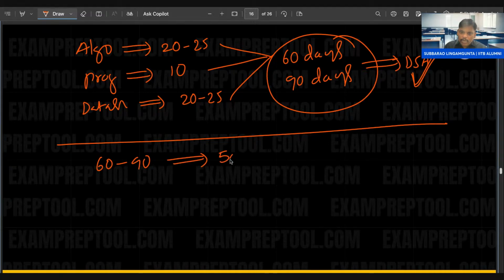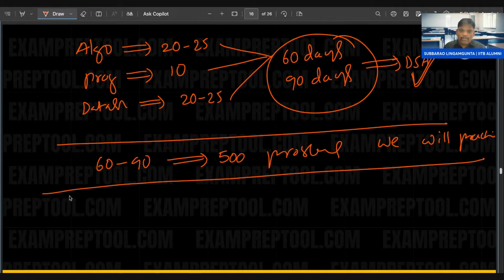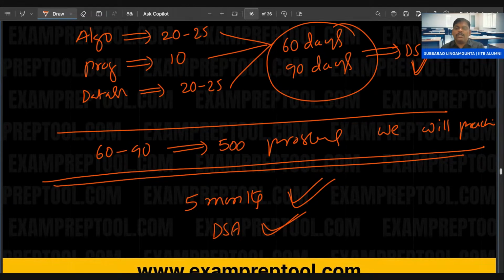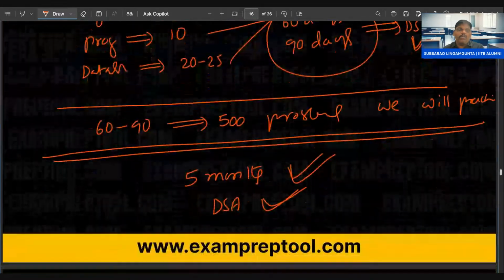So 500 problems we will practice. Finally, within 5 months, you will be perfect with DSA. Starting from scratch, you can crack big companies also. Just keep a 5 month deadline: 2 months for preparation, 2 months for practice, on average 5 months. If you take 5 months, you are going to be good in DSA.